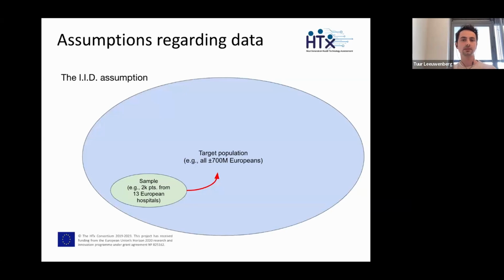So that's why ideally you would want to have a random sample from your target population. Even if you develop a model in one country, you would want to have data from different locations in that country, in different centers.